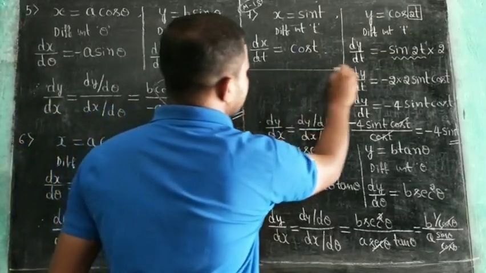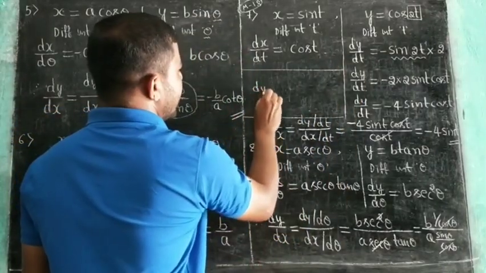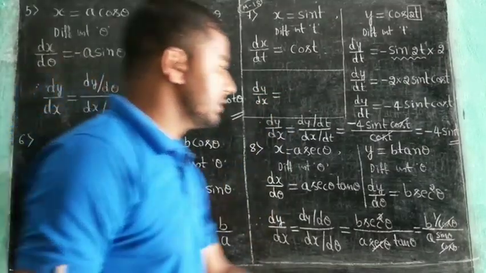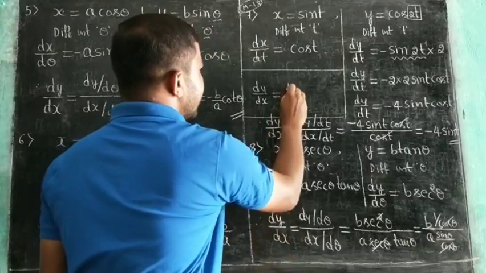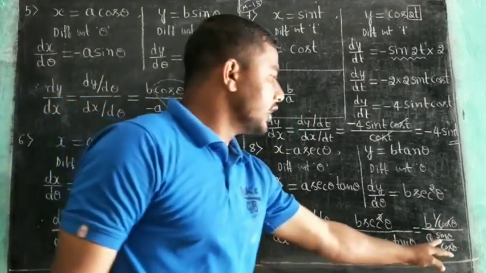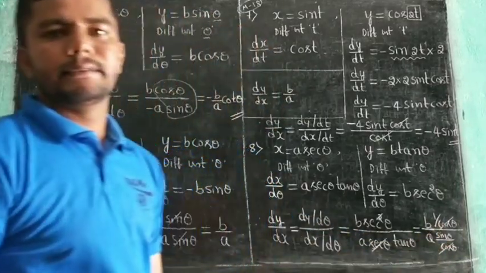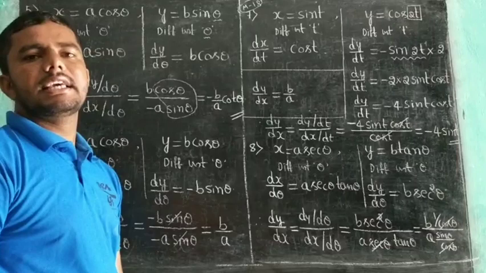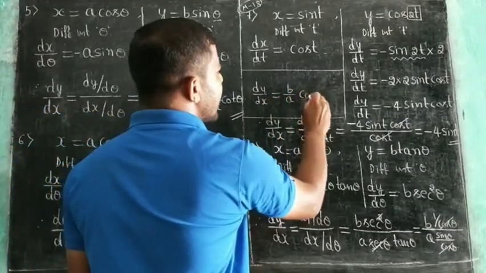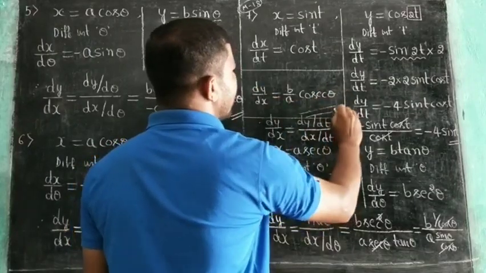We write here, that is dy divided by dx is equal to b divided by a into, here in the denominator we have a sin theta, 1 by sin theta. 1 by sin theta is nothing but cosecant theta. So b by a into cosecant theta is the final answer.